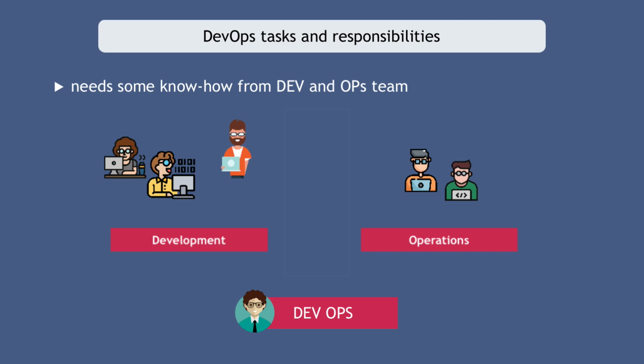So developers don't have to talk directly to operations, they can talk to DevOps, because DevOps has a common language with the developers, as well as on the other side, DevOps has the common language with operations, so they can transfer that message to the operations much easier.